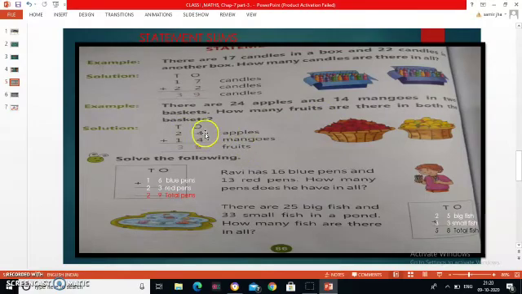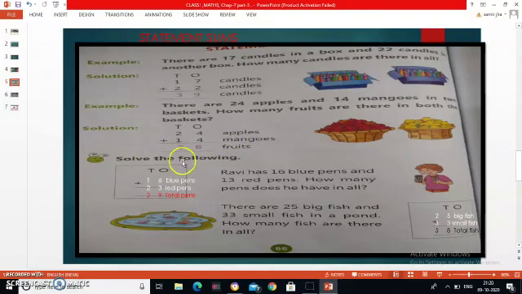So let's start counting now. 4, after 4 count 4 numbers. 4, 5, 6, 7, 8. So 4 plus 4 is equal to 8. And 2 plus 1, yes, 3. So altogether we have 38 fruits.